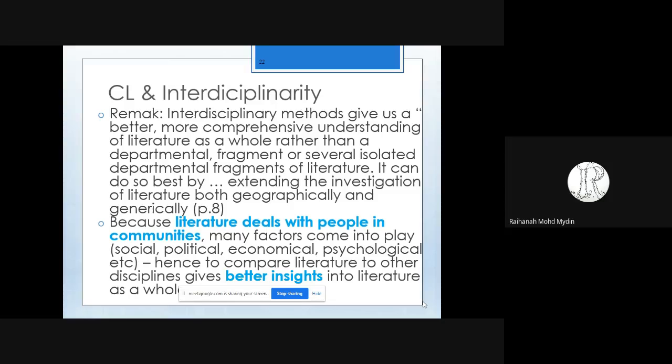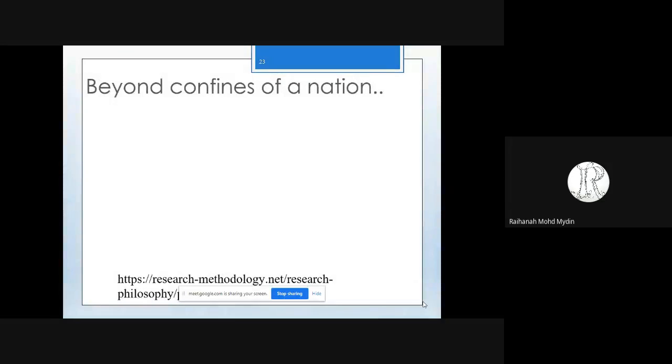To read literature and disregard the history of the land and the history of the people and the cultures that grew out of that historical experience will not give us enough insight into the text. So that's why the American school focuses more on, or rather gives emphasis to, the element of interdisciplinarity.